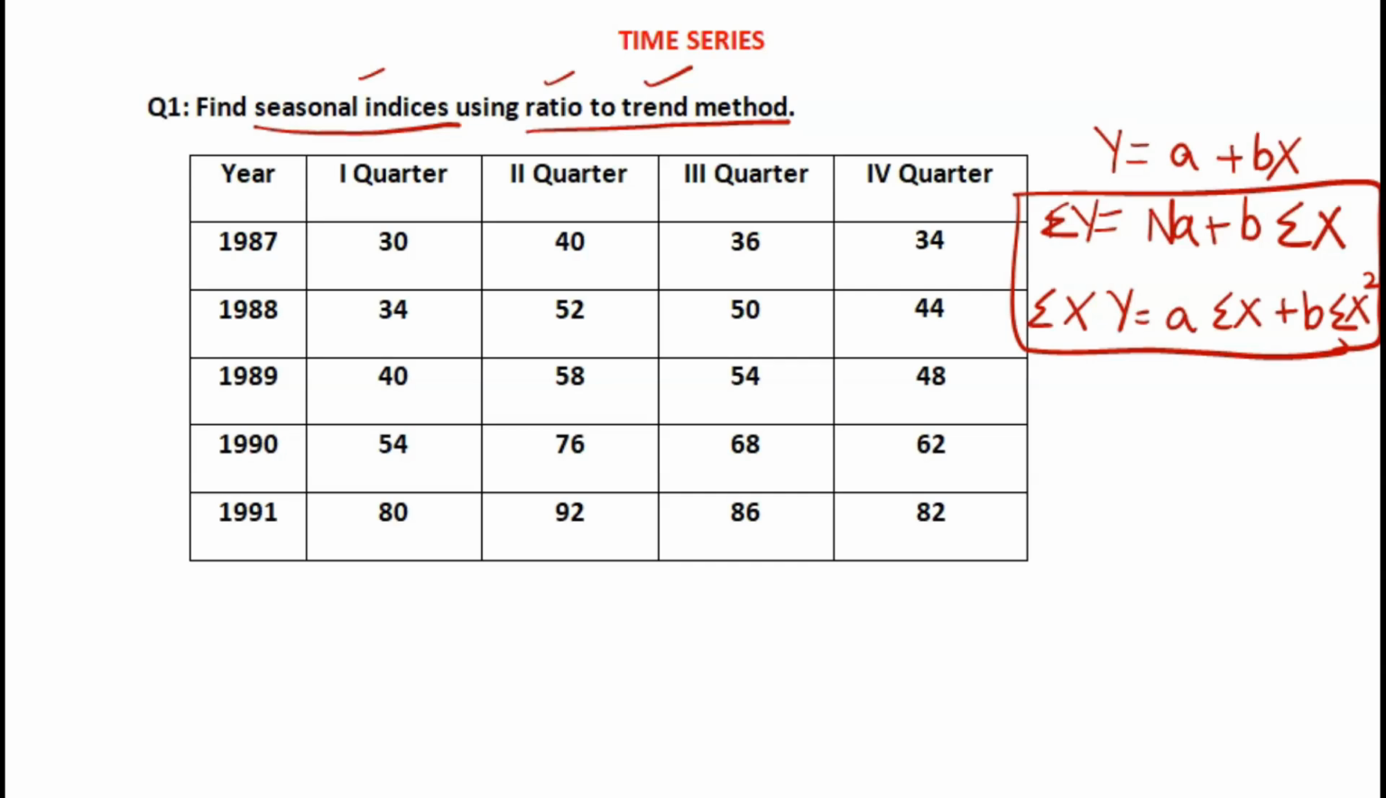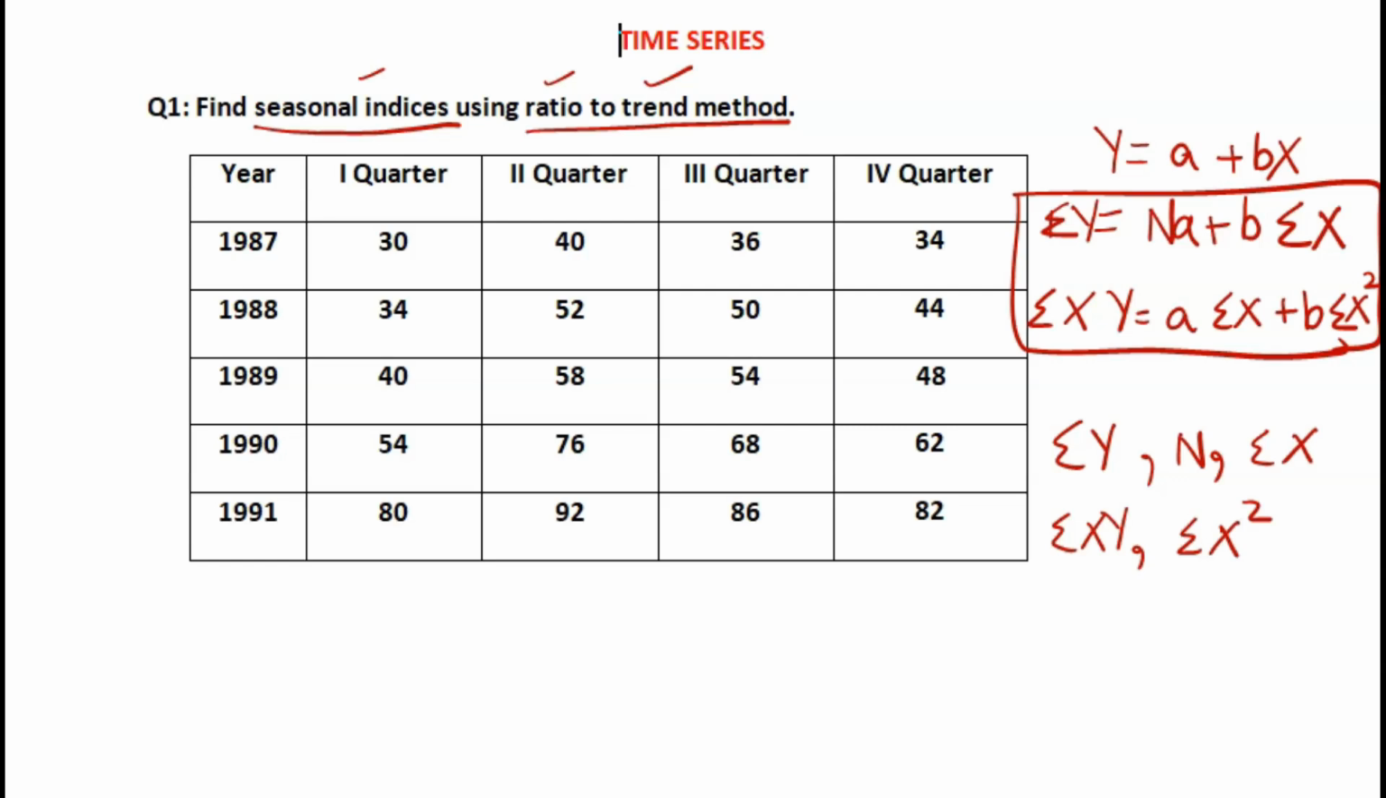For these two equations, let's see what values we need. Here we need sigma y, then n, which we can simply count, then sigma x, then sigma xy, then sigma x square. These all things we have to find out.